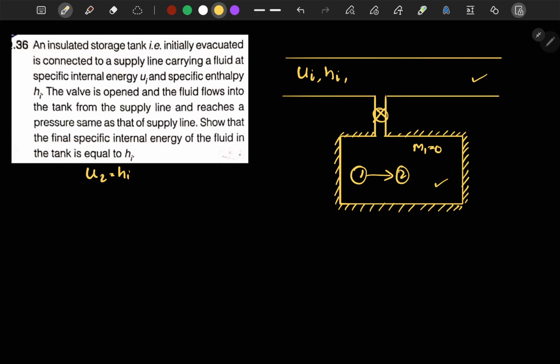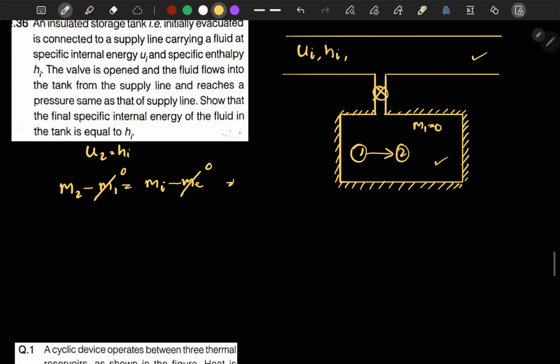Okay, so first we will apply the conservation of mass. From conservation of mass we can write m2 minus m1 is equal to mi minus me. Here we know that m1 is 0. Now there is no mass exit from the system, so this me also is 0. So from here we get mi is equal to m2.